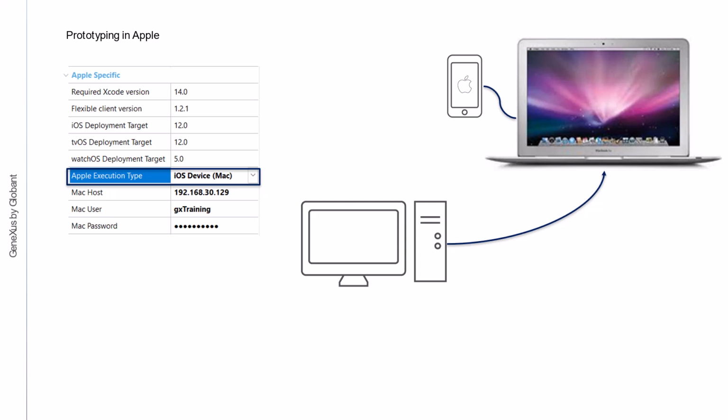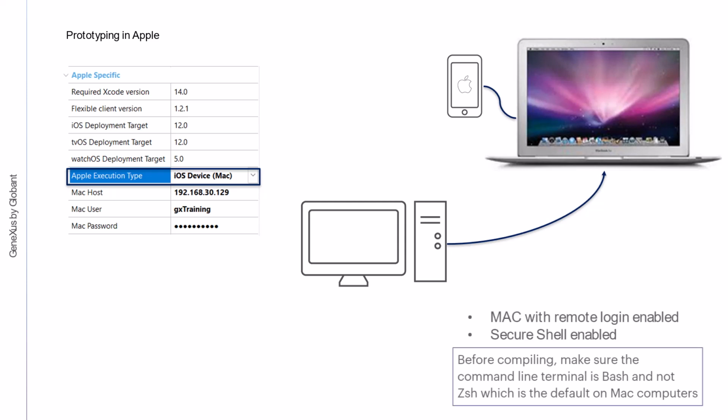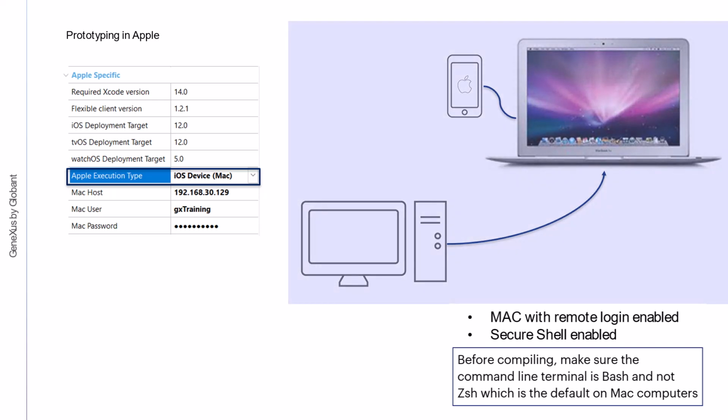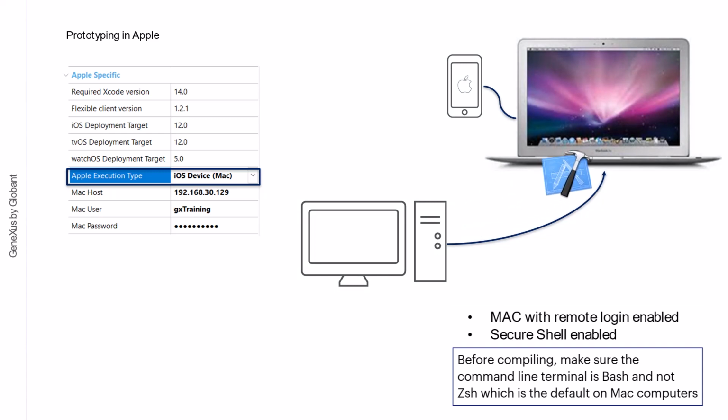In this case, we need a Mac computer and an Apple device such as iPhone, iPad, Apple TV, or Apple Watch connected to the Mac via USB cable. When using this option, we must complete the Mac host, Mac user, and Mac password properties to access the Mac computer, which must be on the same network as the development computer. When running from GeneXus, the application is generated and the sources are transferred to the Mac. At the end of the transfer, the application is compiled on the Mac, and the .ipa extension package is transferred and installed on the Apple device connected to the Mac.